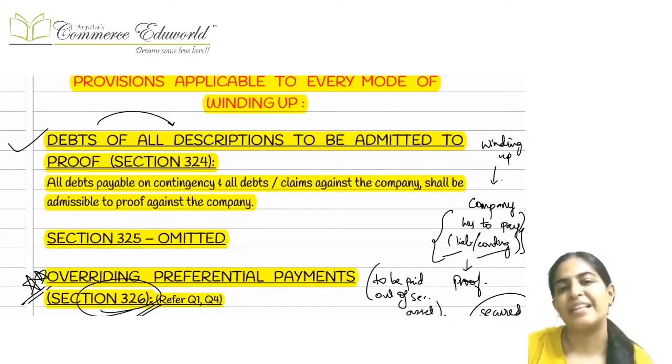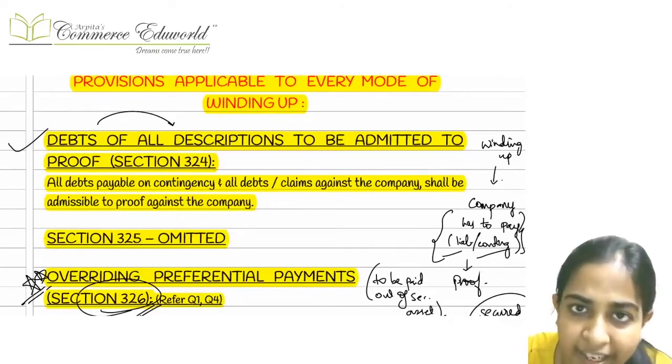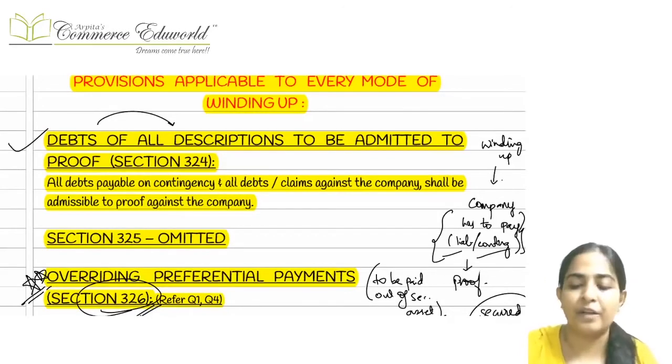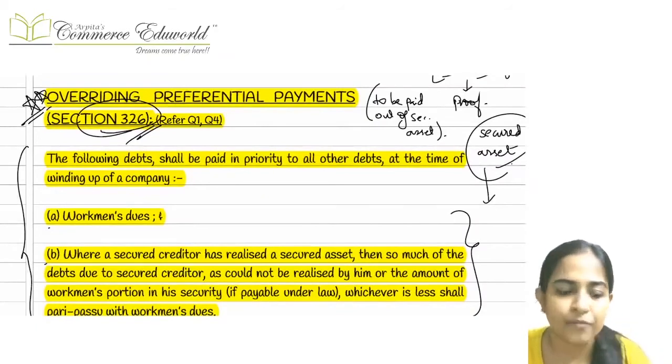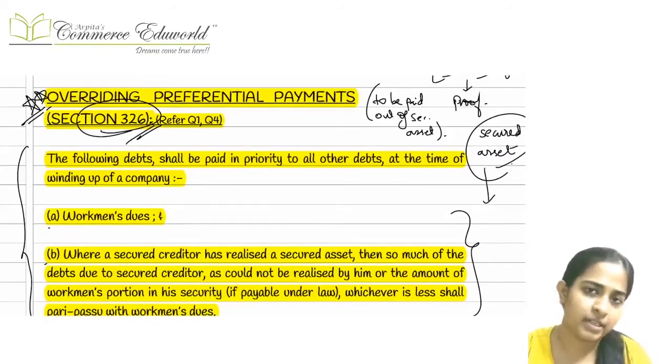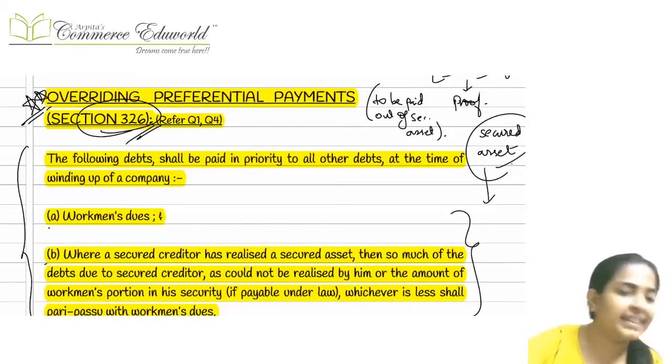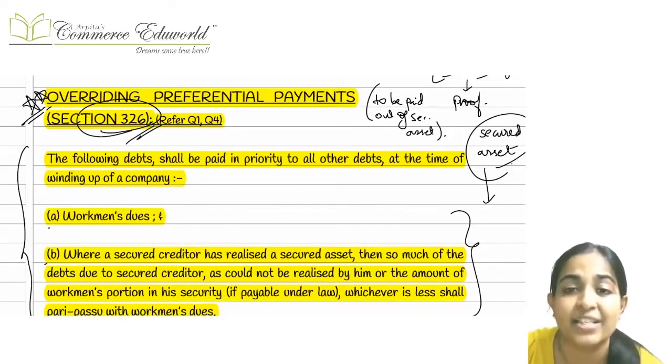How are we supposed to make the payment? What is the sequence of payment in case of winding up? So, first of all, we are supposed to do the payment for the overriding preferential payments. Okay, overriding preferential payments. In that, I am combining the provisions as well as the proviso.